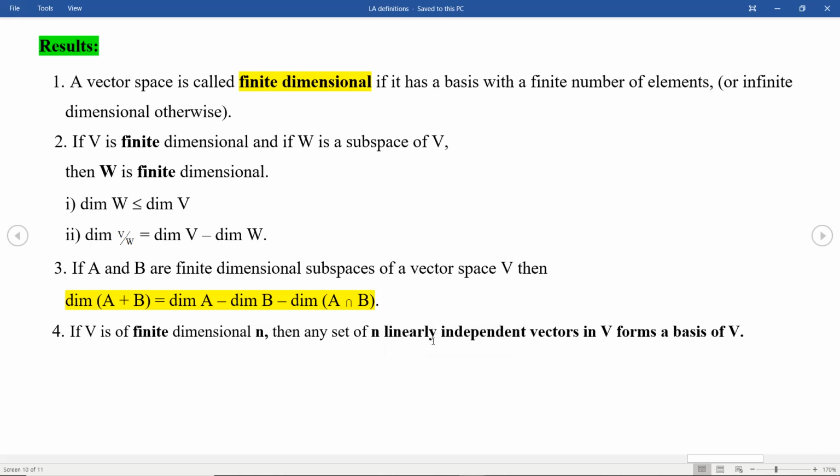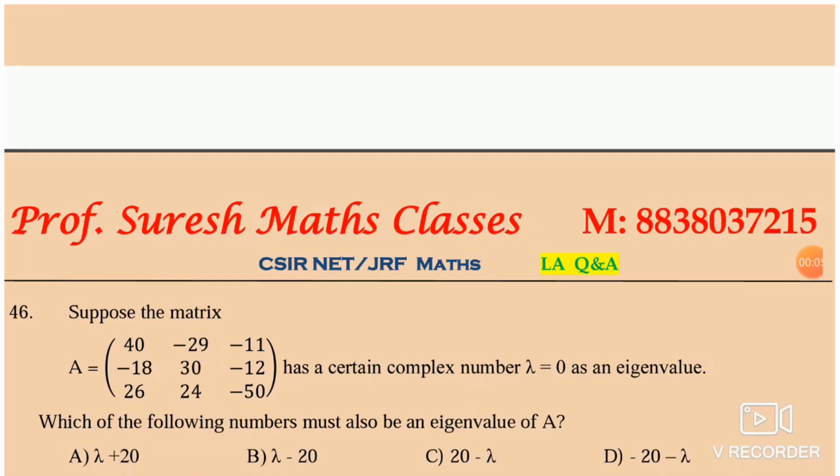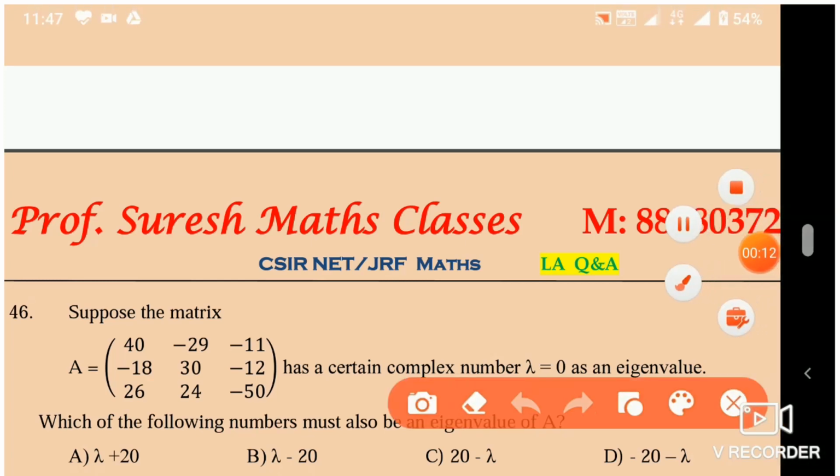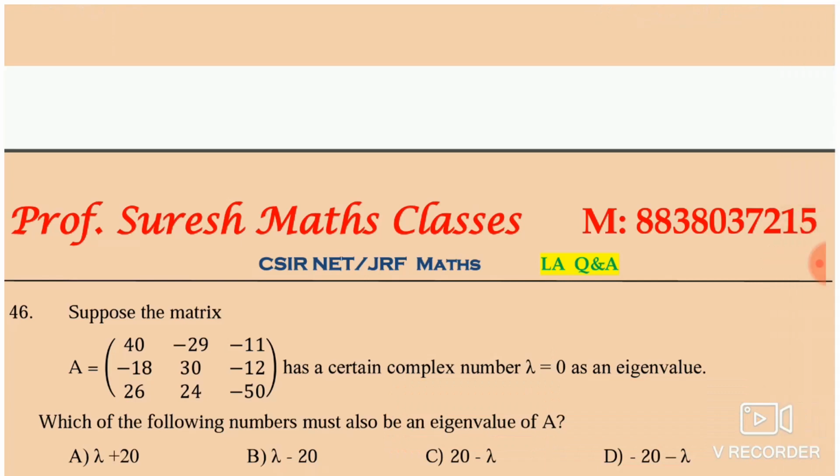So this type of question was already asked in the CSIR NET exam. Suppose the matrix A, as given, has a certain complex number lambda not equal to 0 as an eigenvalue. Which of the following numbers must also be an eigenvalue of A? If the matrix has an eigenvalue lambda not equal to 0, what other eigenvalue will it have? It is a 3x3 matrix, so it has 3 eigenvalues. So you have to find out the another one.